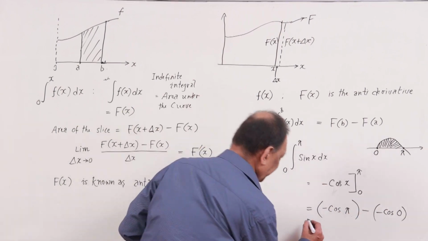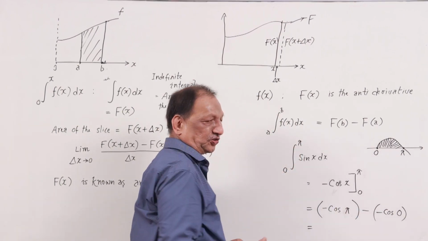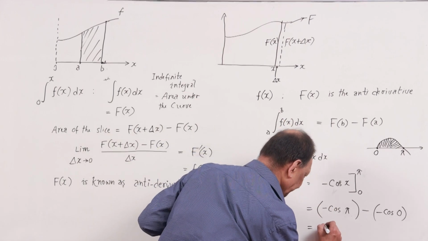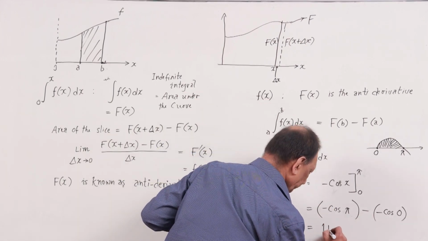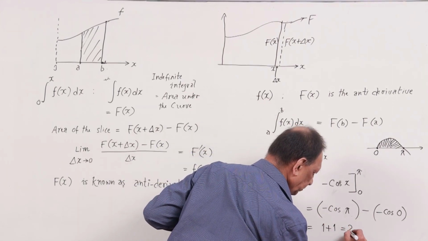So, what is minus cos pi? Cos pi is minus 1. So, this is plus 1 plus 1 equal to 2.